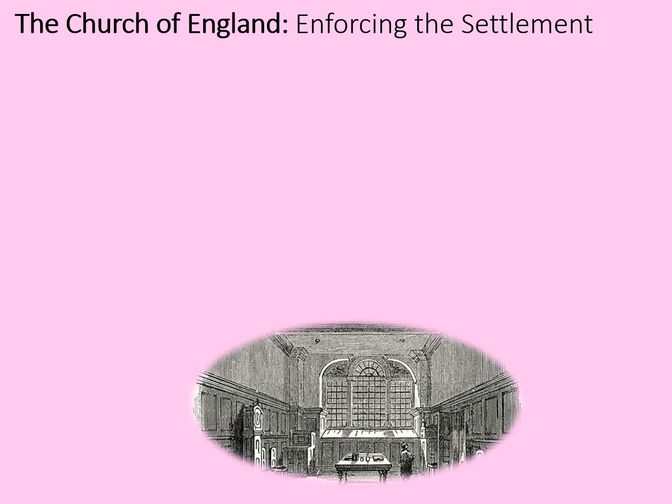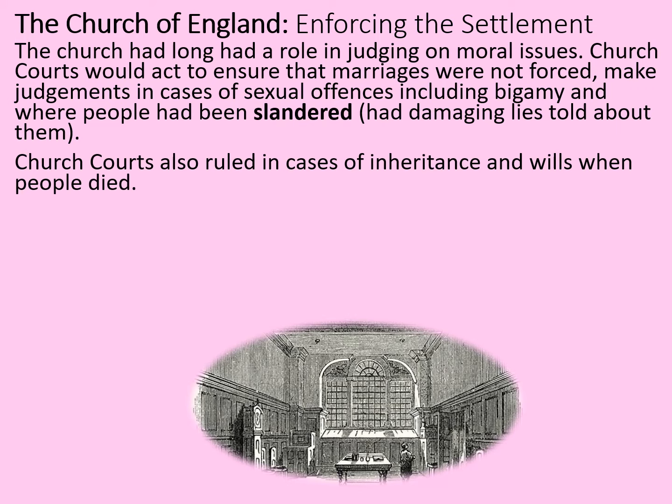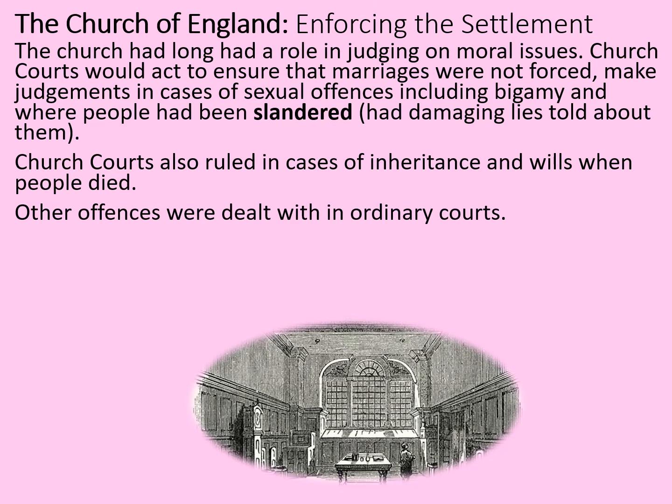What about the Church of England? What was this organisation's role in enforcing the settlement? The Church had long had a role in judging on moral issues. Church courts would act to ensure that marriages were not forced, make judgments in cases of sexual offences, including bigamy, where people might be married to two different people at the same time, and where people had been slandered, and that meant that they had had damaging lies told about them. Church courts also ruled in cases of inheritance and wills when people died.